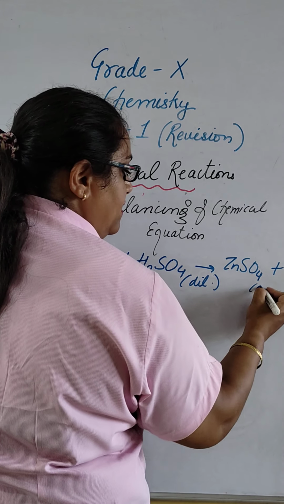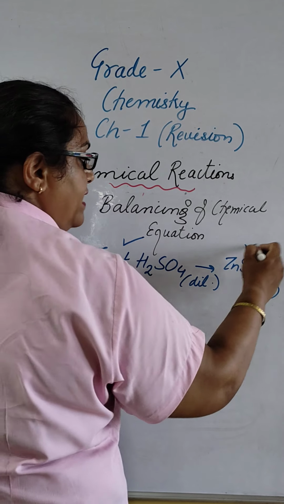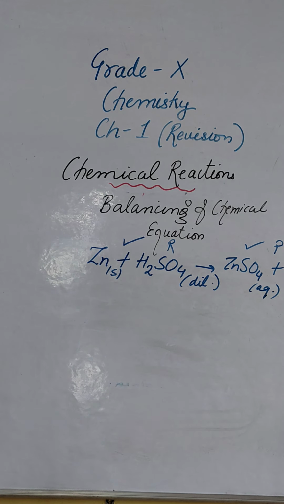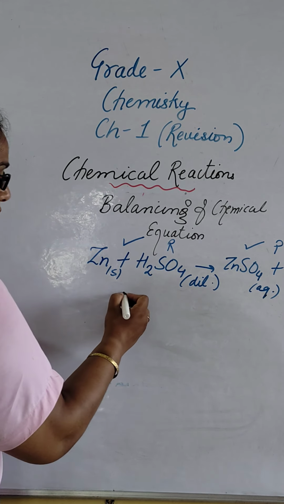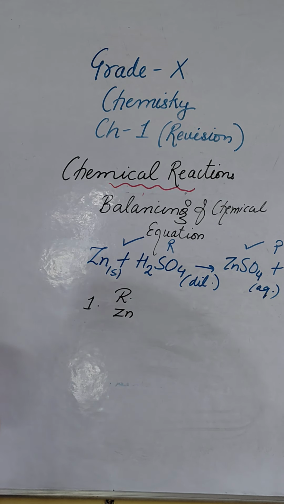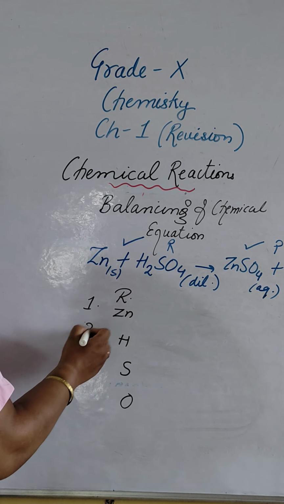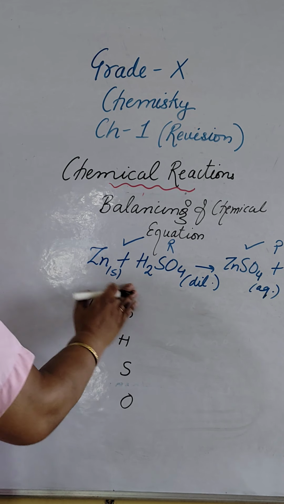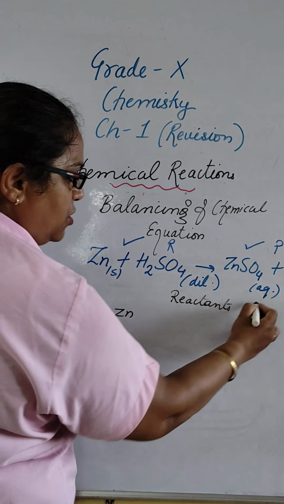Okay? Suppose this is the reaction. For this reaction, these are reactants and these are products. Fine? So first, write the name of the atoms on the reactant side. Which atoms are present? Zinc, hydrogen, sulfur, oxygen. How many atoms are present? 4. Zinc, hydrogen, sulfur and oxygen.